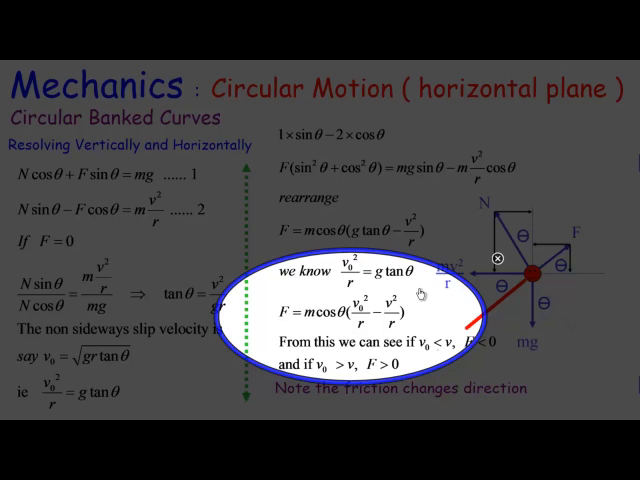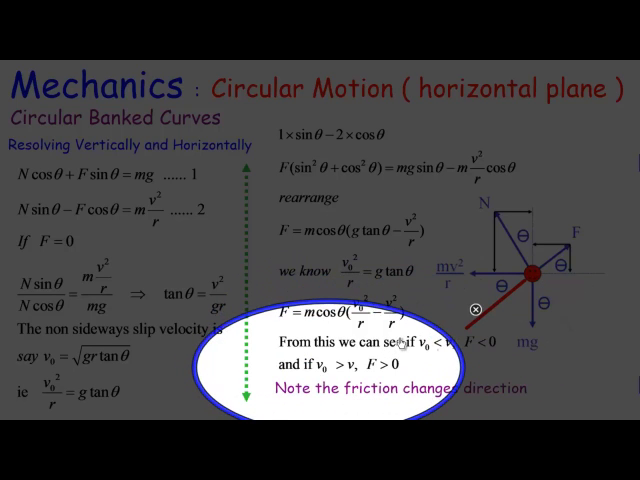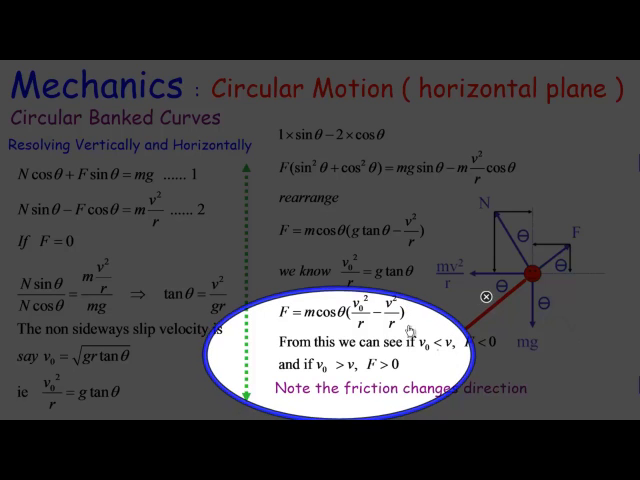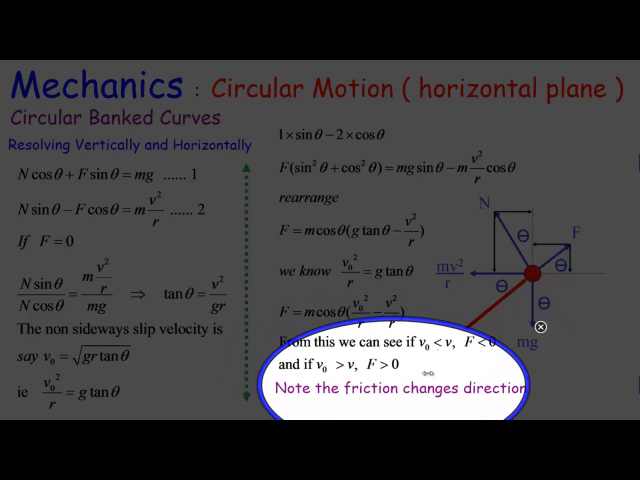If v0 is less than v, then f is negative, and if v0 is greater than v, then f is positive. That means if we're going slower than the optimum speed or faster than the optimum speed, the friction changes direction, pointing up if it's slow, or pointing down if it's going too fast.